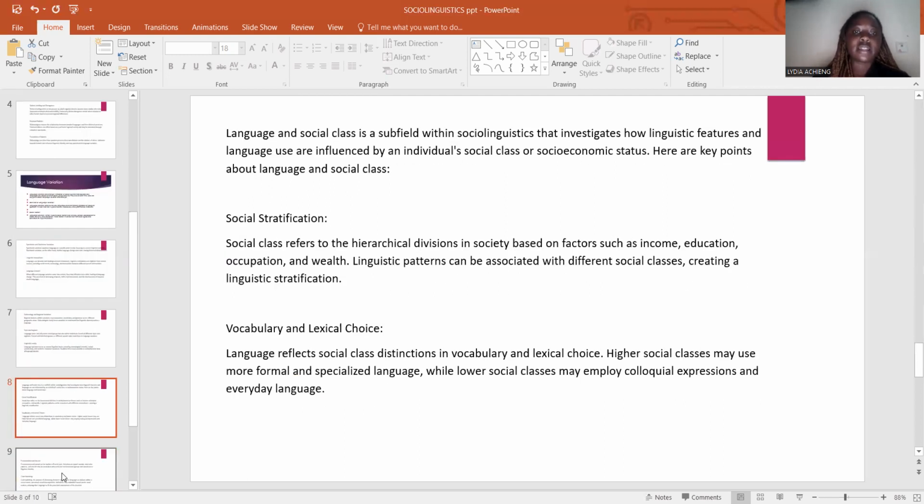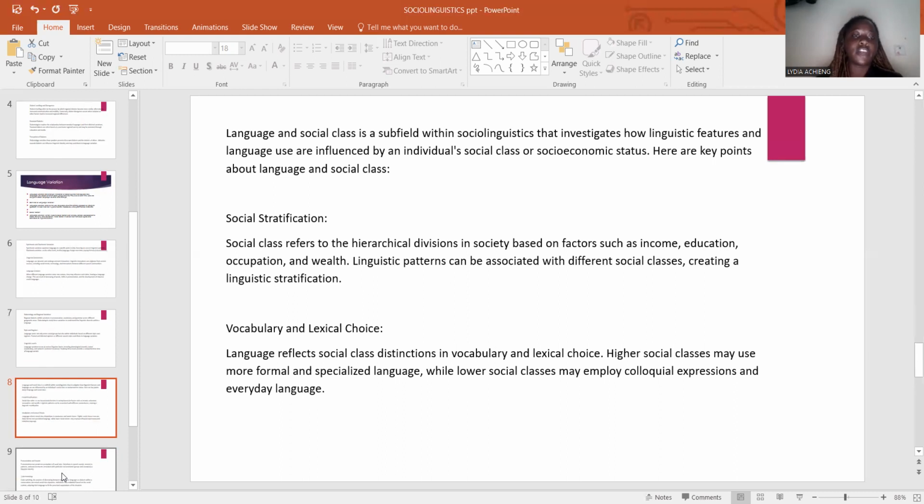Language and social class is a subfield within sociolinguistics that investigates how linguistic features and language use are influenced by an individual's social class or socioeconomic status. Here are key points about language and social class.